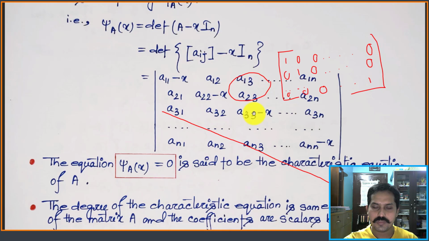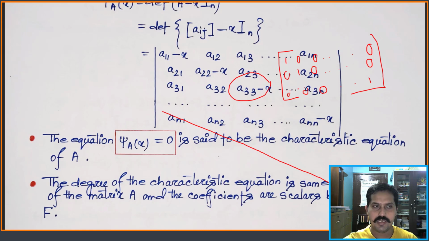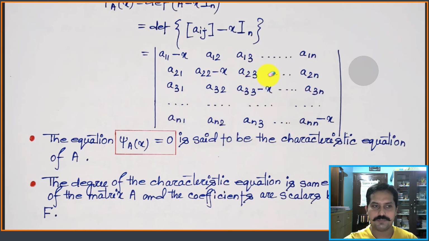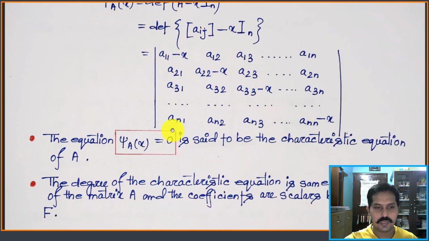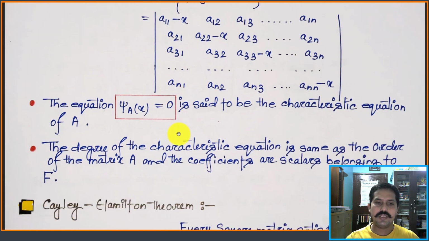Now if we equate it with 0, means characteristic polynomial equals 0, then we will get an equation. That equation is called characteristic equation. The equation psi A of x equals 0 is said to be the characteristic equation of A. So first we get the characteristic polynomial, which is determinant of A minus xIn. Then that equals 0 will give us an equation which is known as characteristic equation. Now the degree of the characteristic equation is the same as the order of the matrix capital A. It is obvious, and the coefficients are scalars belonging to capital F.